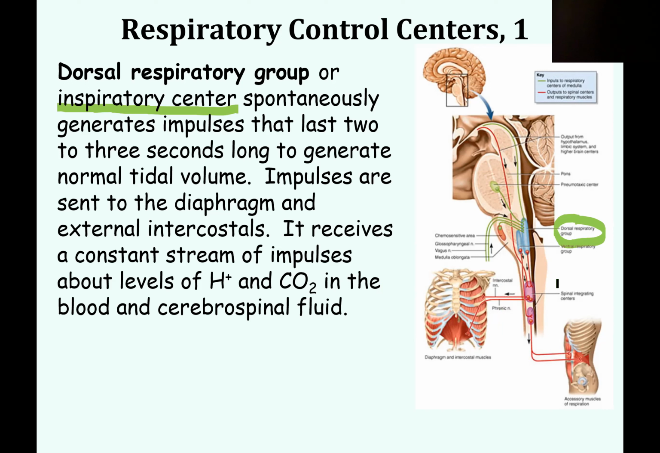The blood is going to be monitored in the same places that we monitored it for blood pressure, so the aorta and the carotid sinus. And then we have chemoreceptors here in the medulla oblongata, and it's going to monitor the levels in cerebrospinal fluid in the subarachnoid space. So that's your typical normal breathing.